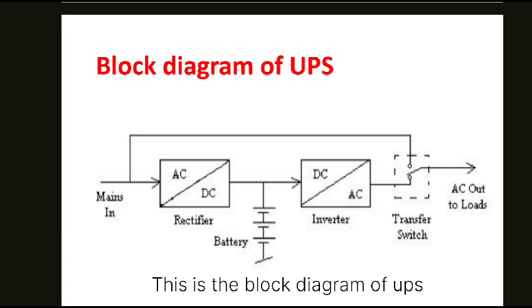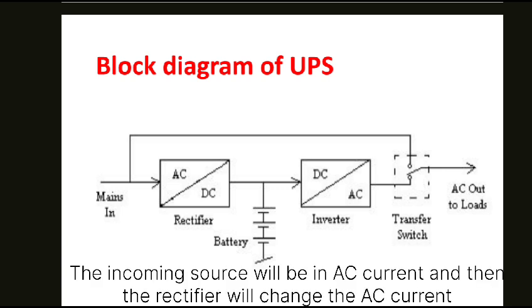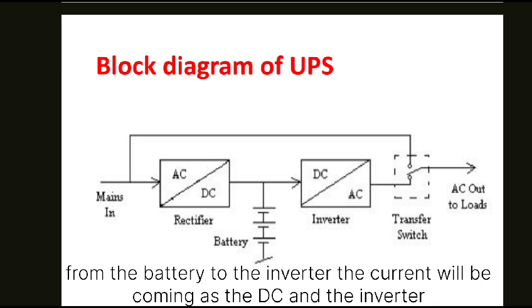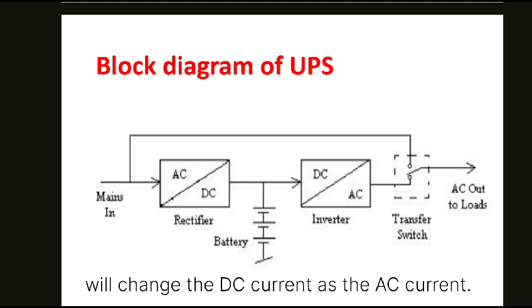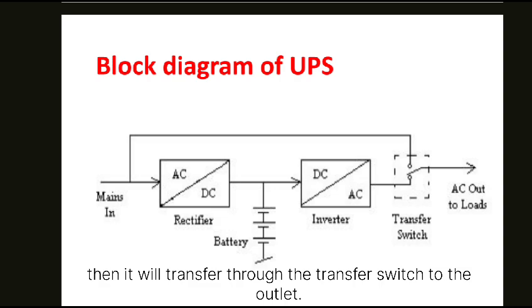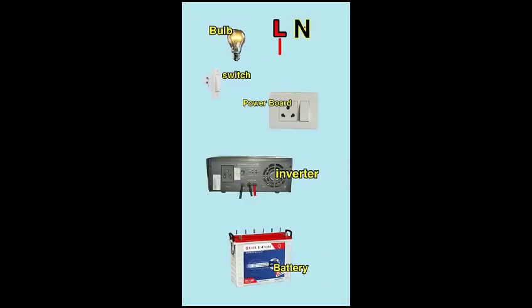This is the block diagram of a UPS. The incoming source will be AC current, and then the rectifier will change the AC current into DC current, and then the current will go to the battery and from the battery to the inverter. The current will be coming as DC, and the inverter will change the DC current into AC current. Then it will transfer through the transfer switch to the outlet. Through this short video, you can understand the process of the UPS and how the parts are interconnected.